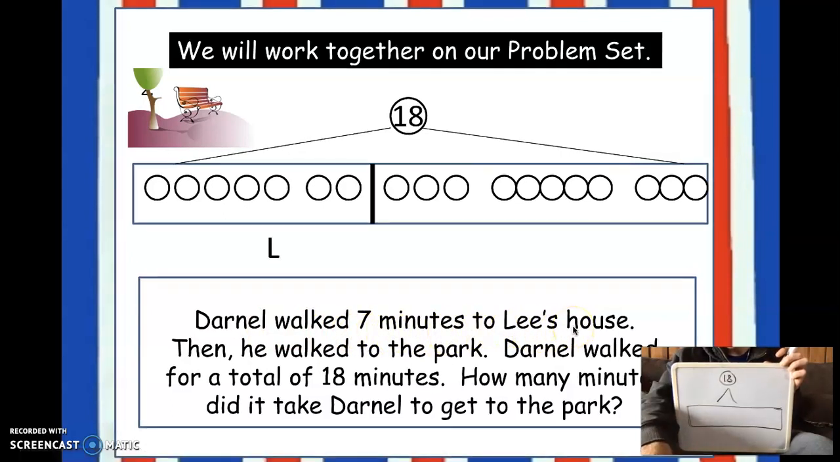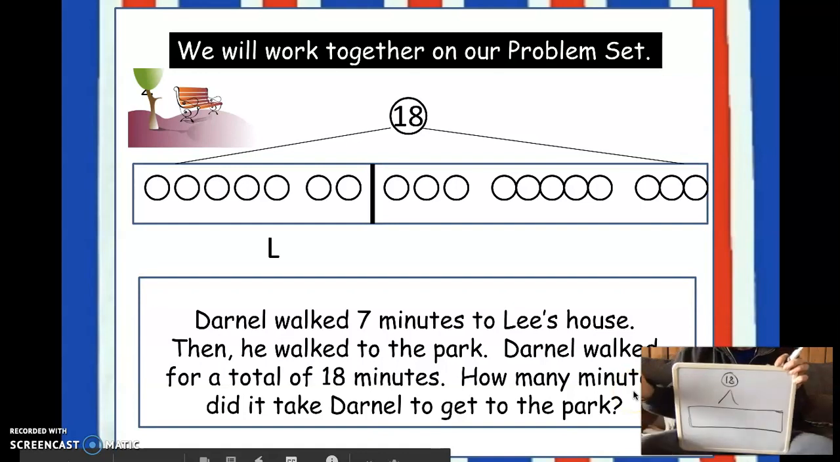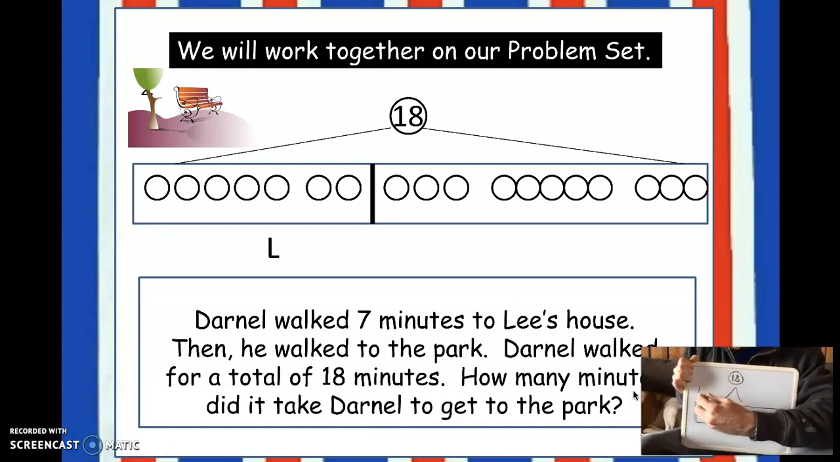The first sentence says, Darnell walked 7 minutes to Lee's house. Okay, so he walked 7 minutes, and then he walked to the park. I don't know how many minutes it took him to walk to the park. That's what I have to find out. That's what the question is asking me. So I'm going to draw what I know. I drew the whole. I know that. And I also know that Darnell walked 7 minutes to Lee's house. So Lee's house, 7 minutes. So 1, 2, 3, 4, 5, 6, 7.